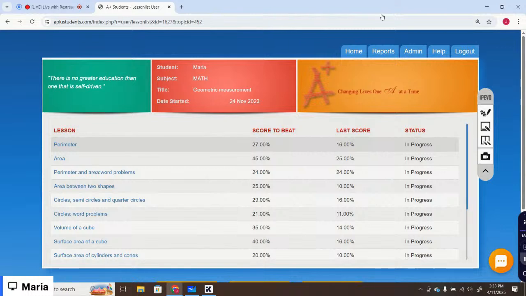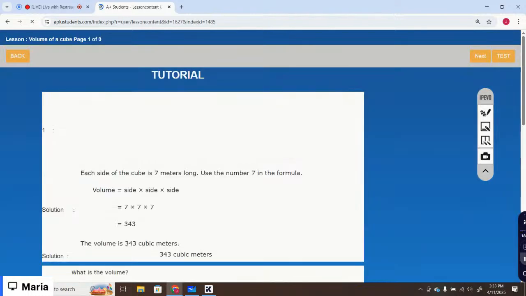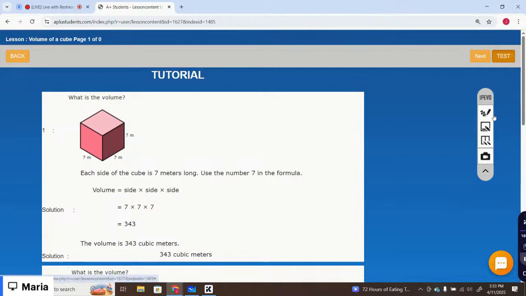The next lesson is volume of a cube. The volume of a cube is side times side times side. You have to do 7 times 7 times 7. That is 343. Let's just start with the test questions.